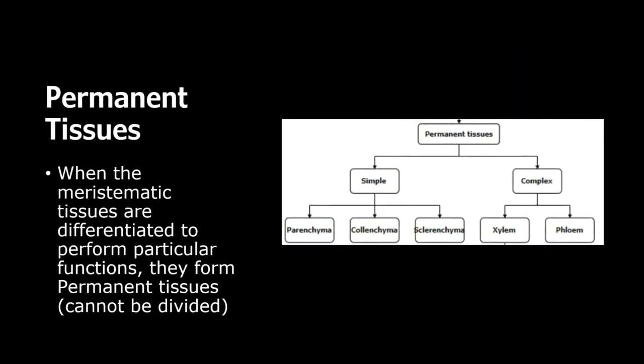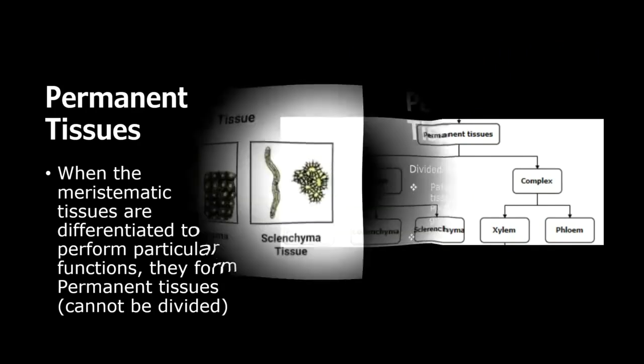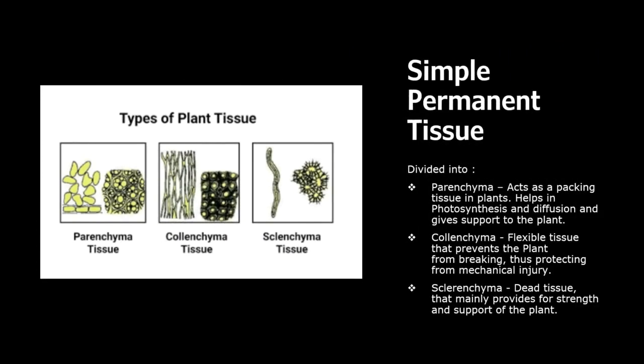The permanent tissues. When the meristematic tissues are differentiated to perform particular functions, they form permanent tissues. When they are differentiated, they lose their ability to divide. The simple permanent tissues are divided into the parenchyma, collenchyma, and sclerenchyma.